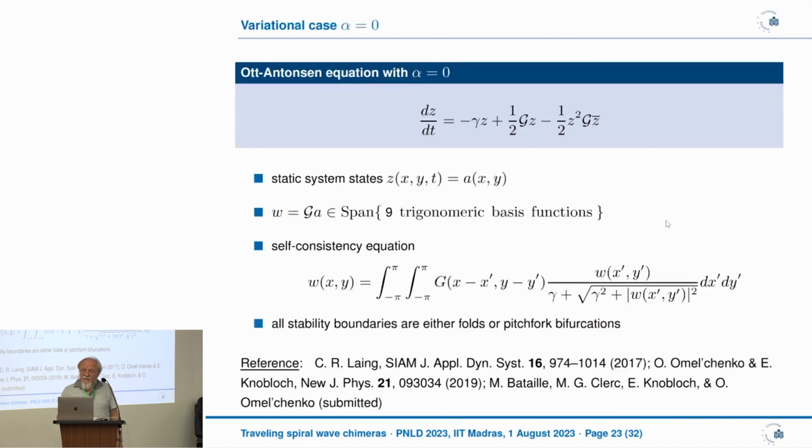So here is our equation that we want to solve. We are interested in finding this solution A of x and y. This is in the case alpha equals 0, so these are stationary solutions. We write down the self-consistent equation. There's no alpha in this equation because alpha is 0. And then we want to look for bifurcations.